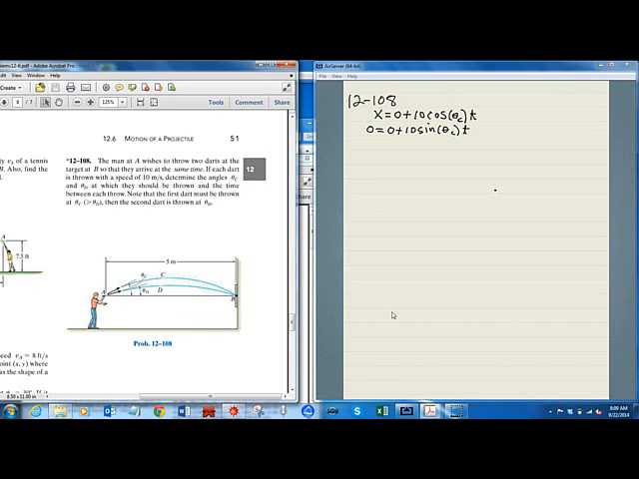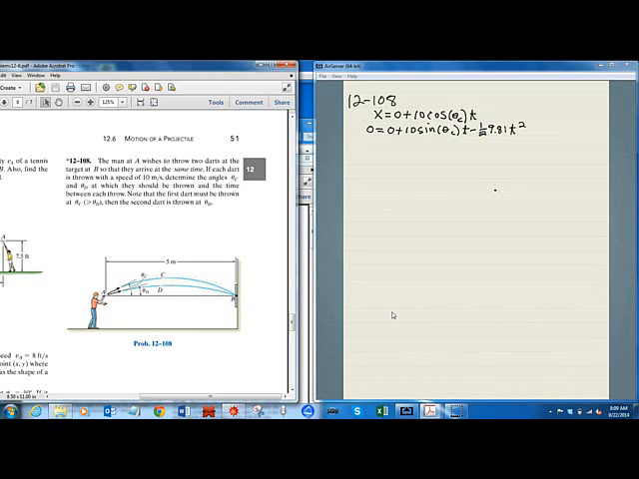Is it plus? Minus? Why minus? Yeah, because you want it up positive and it's accelerating that way. Right? So that'd be minus 1/2. Are we in meters? Yeah. 1/2 times 9.81 times what? T squared.